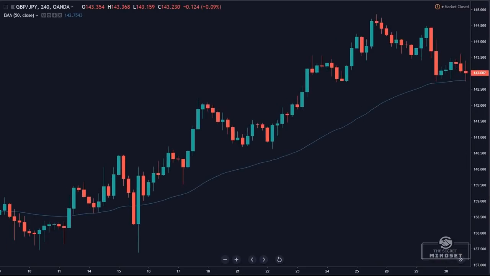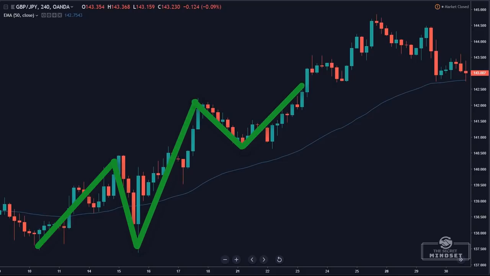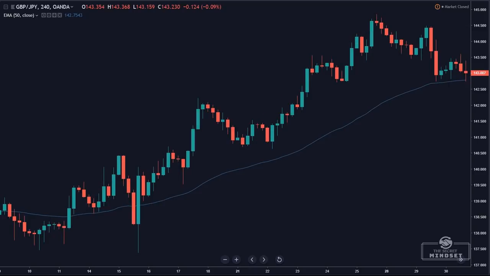Here's a similar example on the Pound-Yen. The same price action. The market starts to record higher highs and higher lows. Price action above the 50-period moving average. Consecutive bull bars. Big body candles. Green bars closing near their highs. Wicks below the bars. Green bars becoming bigger, and the red bars getting smaller and smaller.